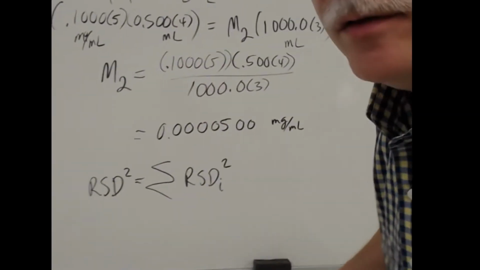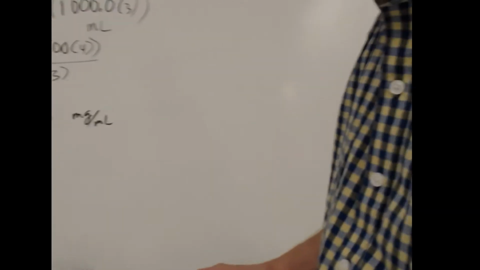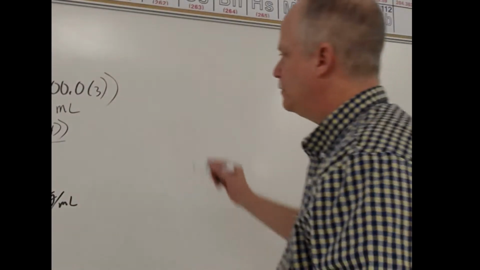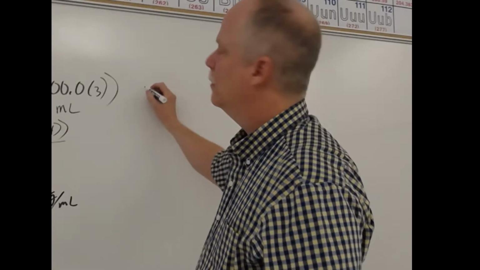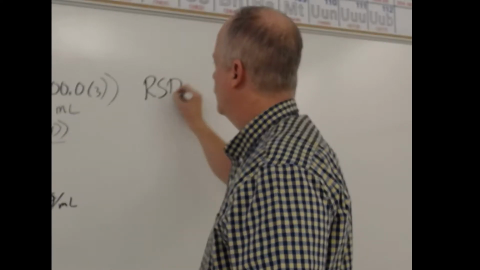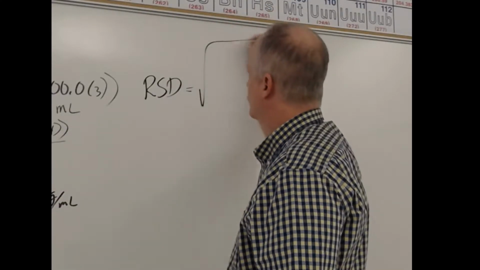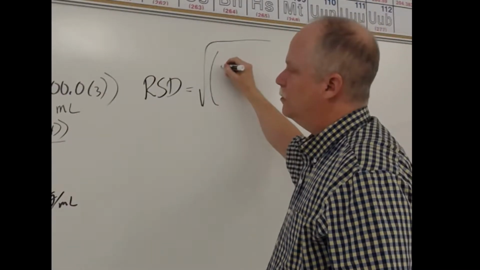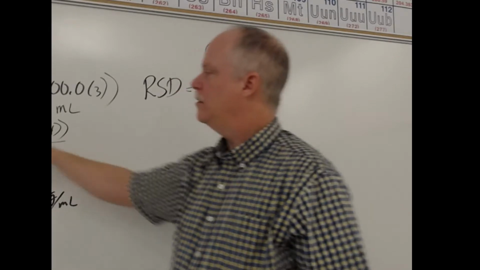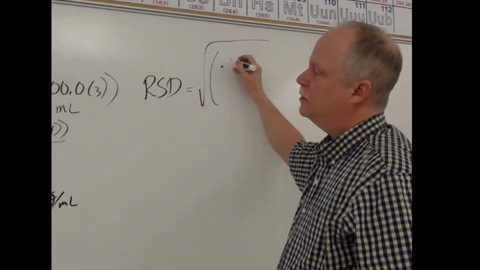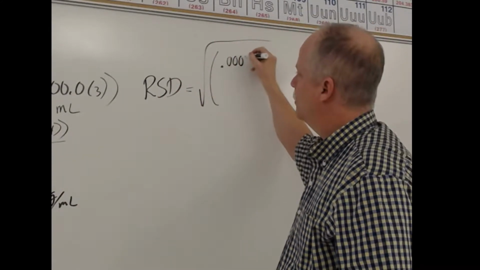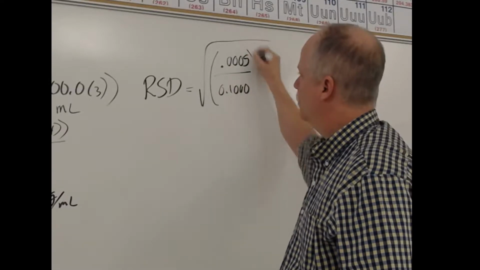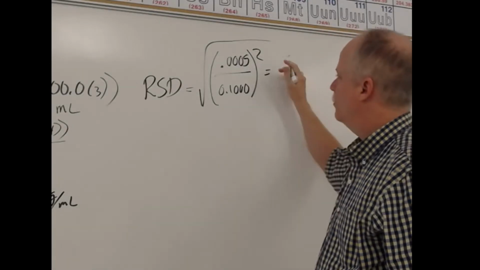Scoot this over. Okay. And so I write it out. And so this is point. I'm going to do this first one here. 0.0005 over 0.100 plus.